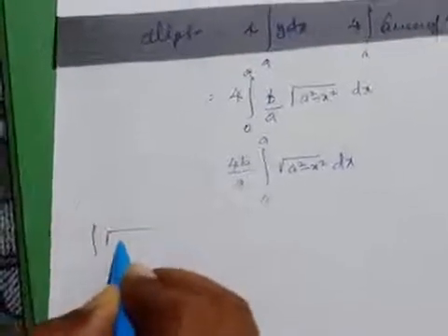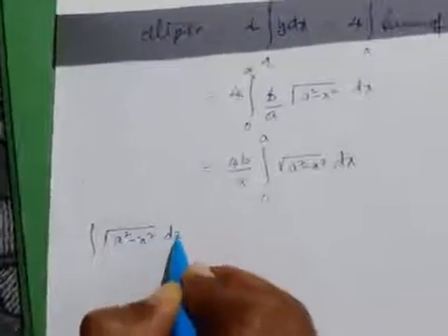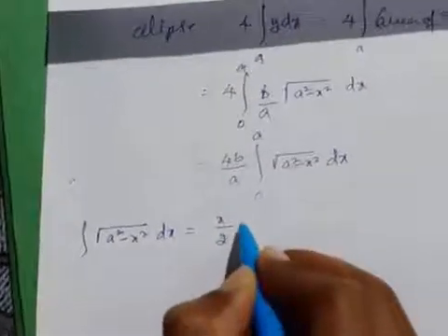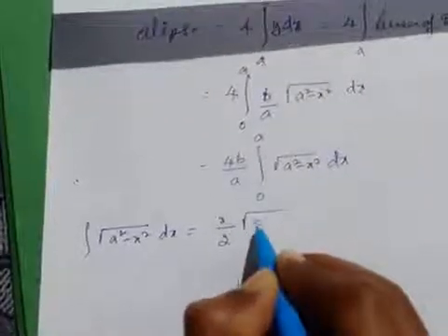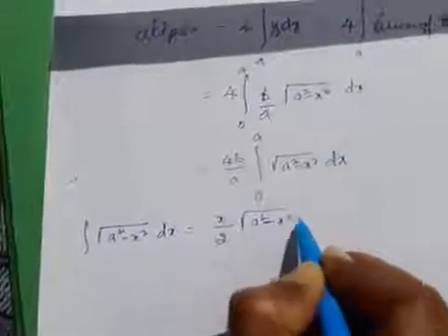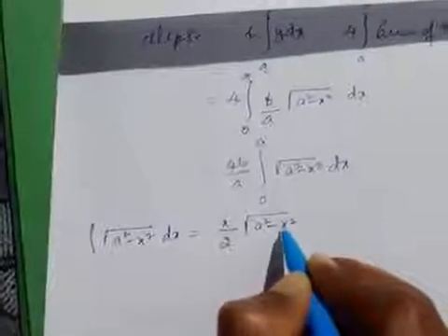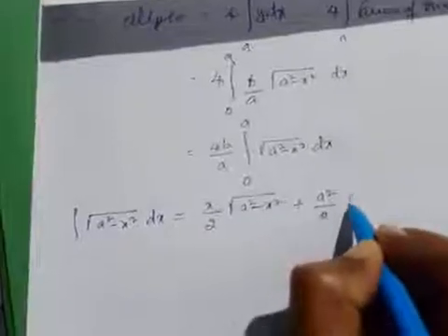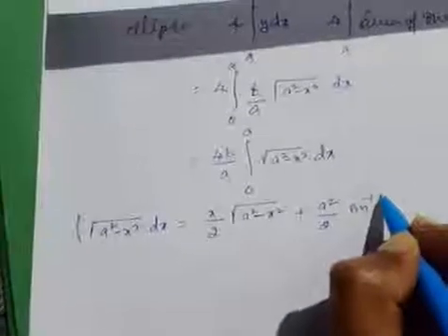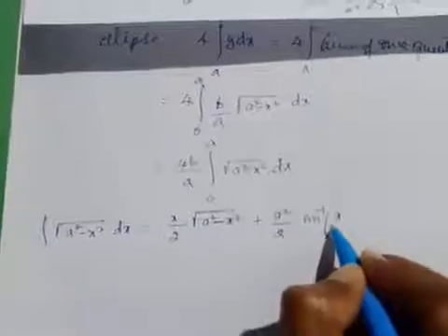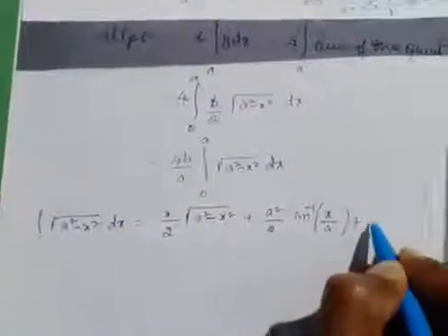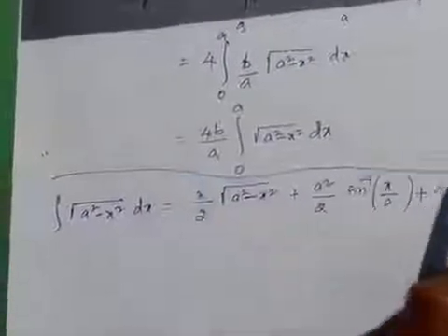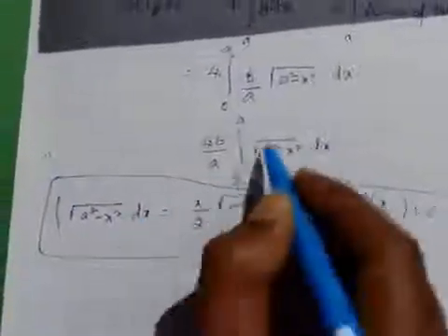Integral under root a square minus x square dx is equal to x by 2 into under root a square minus x square plus a square by 2 sine inverse of x by a plus c. So this is the formula. So apply the respective formula. Now substitute those values in the formula.